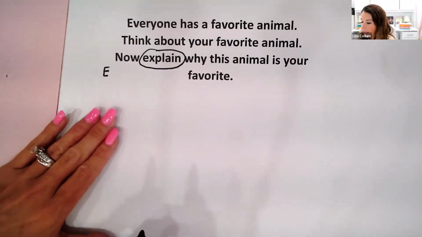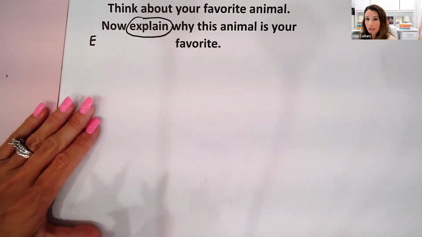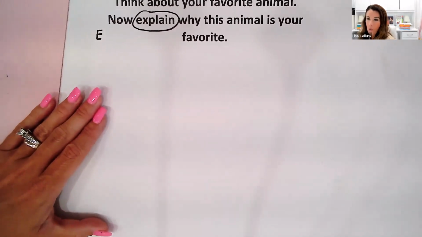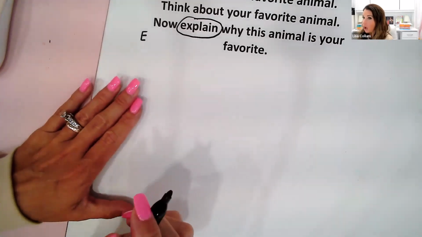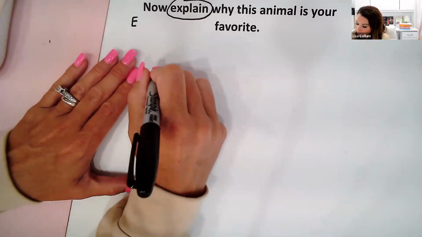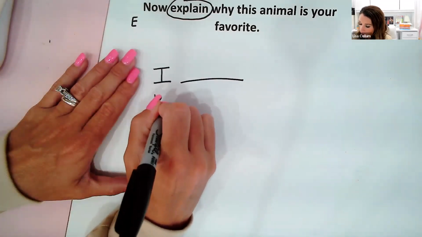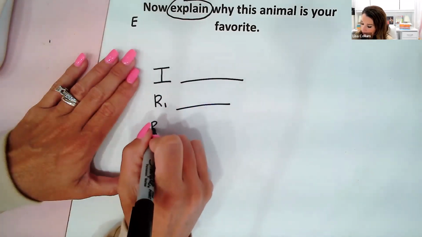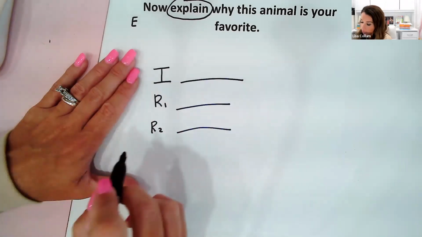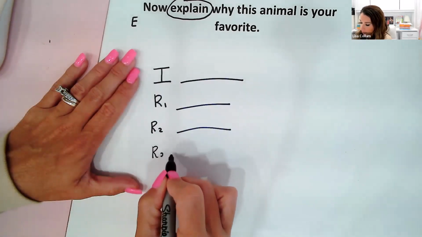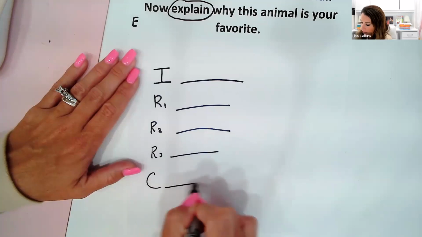Now I'm going to show you how we plan. It's called an IRC outline, okay? Watch how I draw it, because you're going to be drawing it too in a minute. IRC outline. You have I, R1, R2, and just watch, you don't need to do this yet. R3 and C.